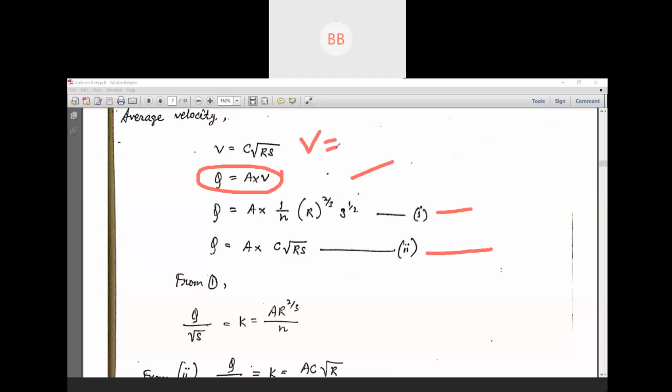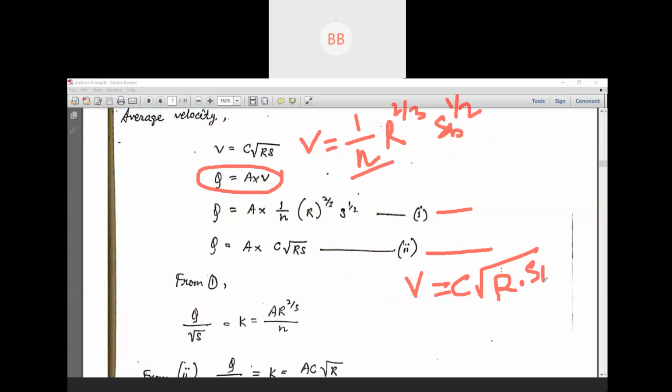For Manning's equation, we know velocity equal to 1 by n R to the power 2 by 3 Sb to the power half. So we have substituted here and marked it as equation number 1. Similarly, for velocity we have used Chezy's equation, V equal to C root over R, where R is your hydraulic radius, that is area by wetted perimeter, multiplied by bed slope. So we have substituted here and marked it as equation number 2.